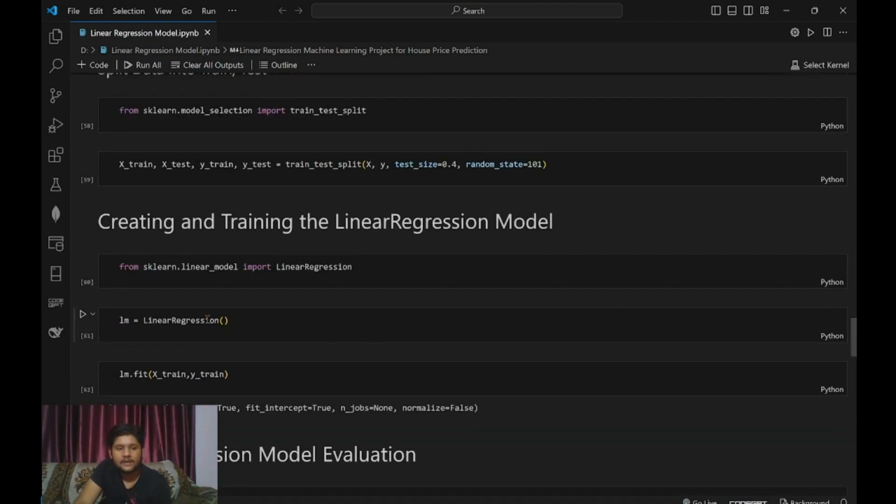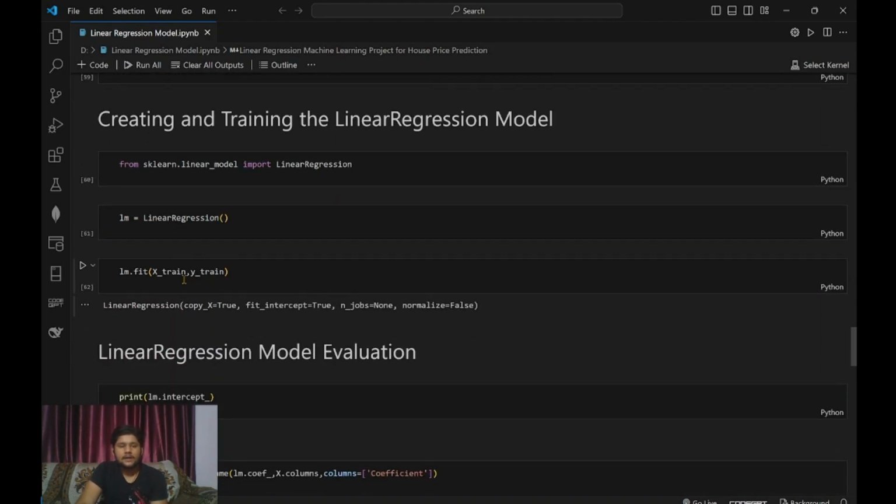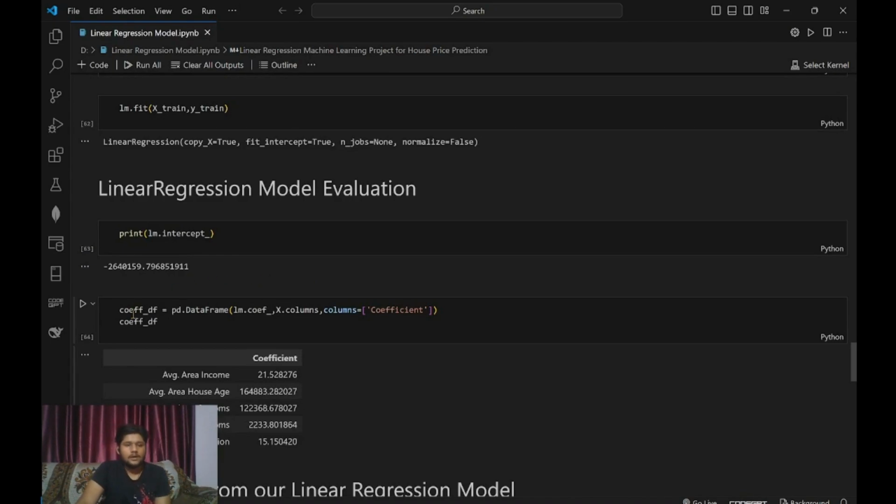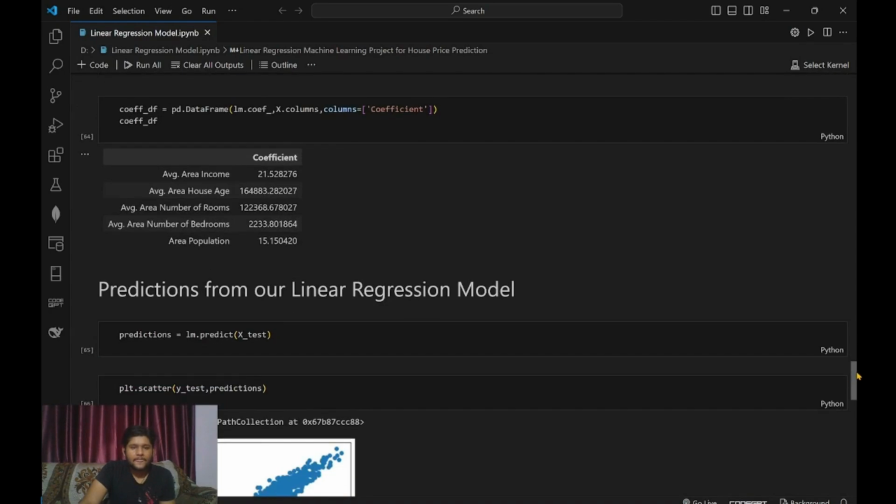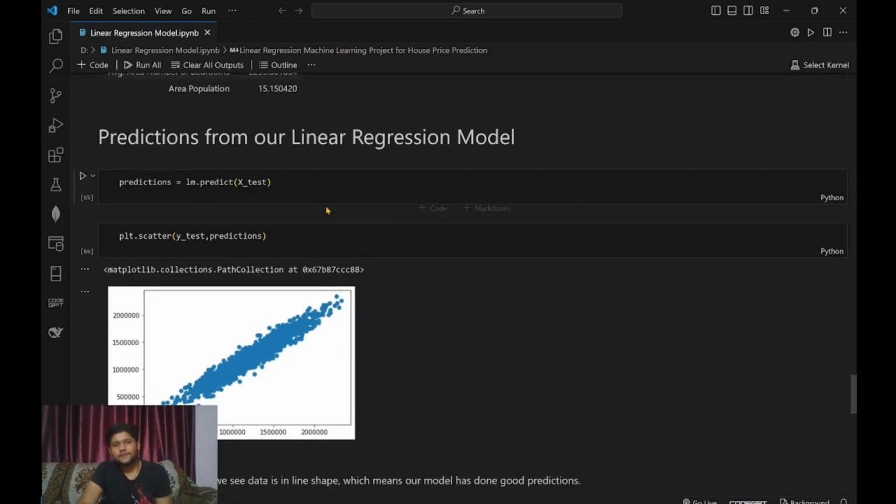Then we have imported our linear regression model into our lm. Then we have tried to fit our trained data, the 60% of our data, to the lm, to the linear regression. And then this is basically the intercept. If you remember when we saw y equals mx plus c, the slope was m and the c, the point at which the line intercepts the y axis, is this value. And let's move further.